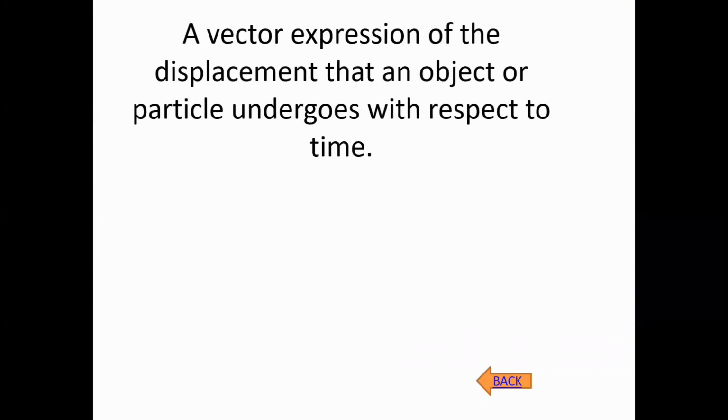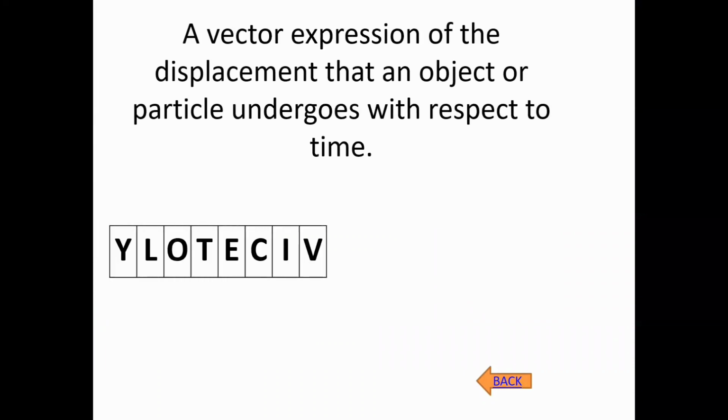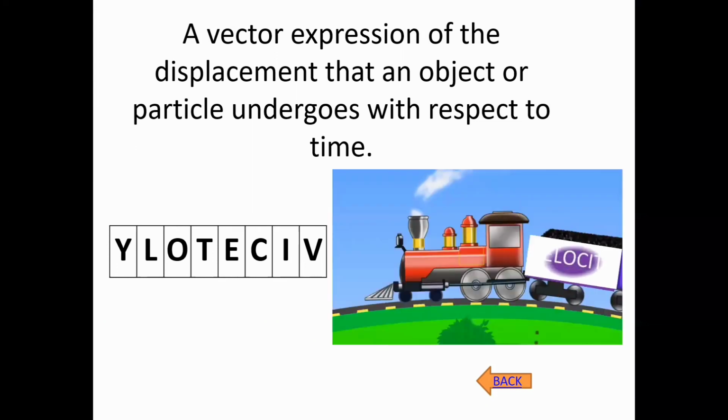In studying momentum, we may encounter terms that are not familiar. In this game, a jumbled word is given to guess the term being described. Ready? Let's start. So this is the jumbled word. Can you guess what word is this? So this is velocity, a vector expression of displacement that an object or particle undergoes with respect to time. That is velocity.